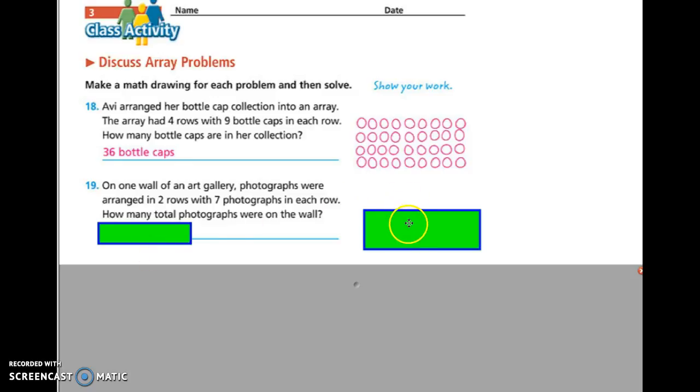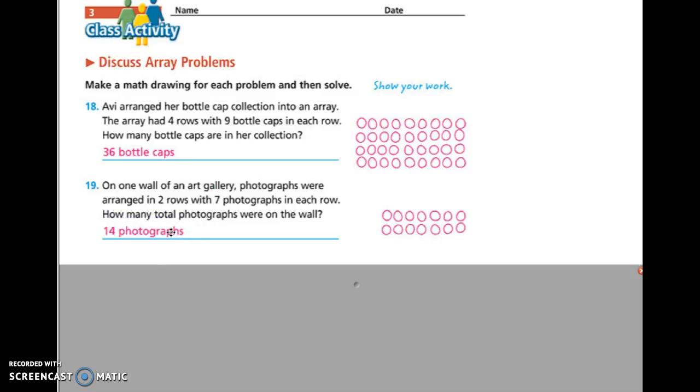All right, so the array you should have drawn, you should have had 2 rows with 7 columns, okay? Your multiplication equation would have been 2 times 7, which equals a total of 14 photographs. Great work. Today we talked about arrays and the commutative property of multiplication.